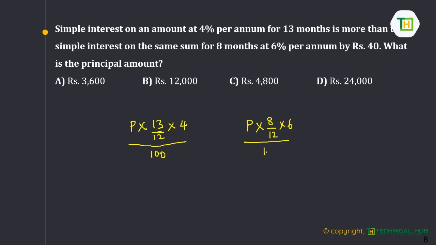So PTR by 100. The first amount is more than the second amount by 40 rupees. That means it is equal to plus 40. The first simple interest is 40 rupees more than the second simple interest. So here, how can I solve this? This is 3 times.